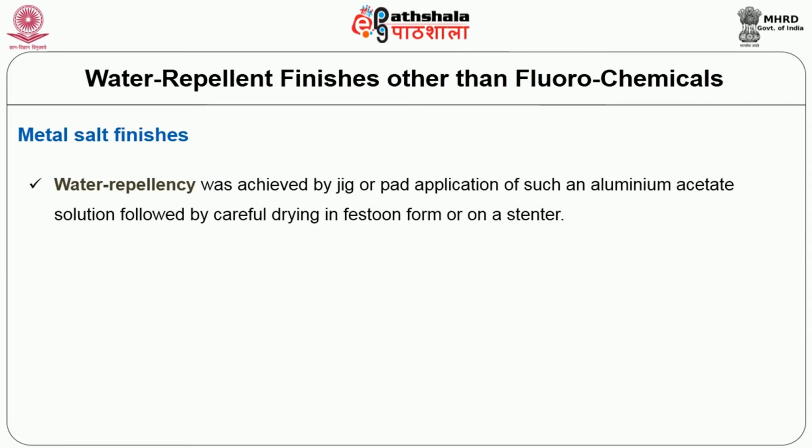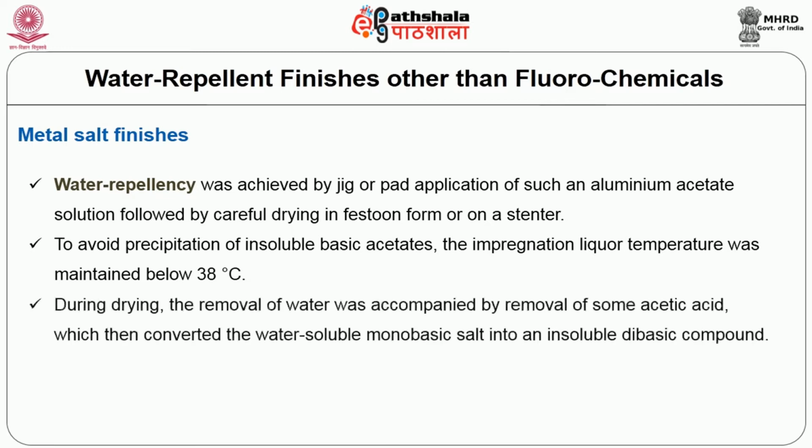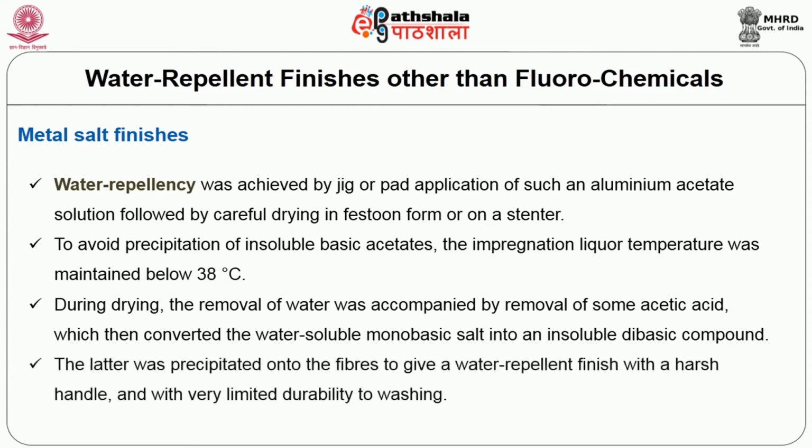Alternatively, water repellency was achieved by a jig or pad application of such an aluminum acetate solution, followed by careful drying in festoon form or on a stenter. To avoid precipitation of insoluble basic acetates, the impregnation liquid temperature was maintained below 38 degrees centigrade. During drying, the removal of water was accompanied by removal of some acetic acid, which then converted the water soluble monobasic salt into an insoluble dibasic compound. The latter was precipitated onto the fibers to give a water repellent finish with a harsh handle and with a very limited durability to washing.